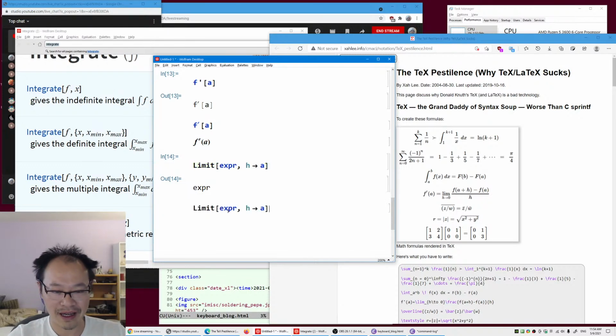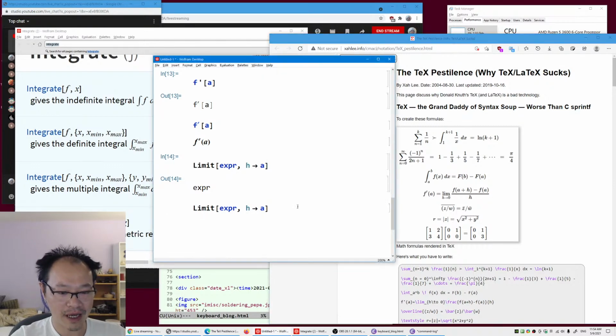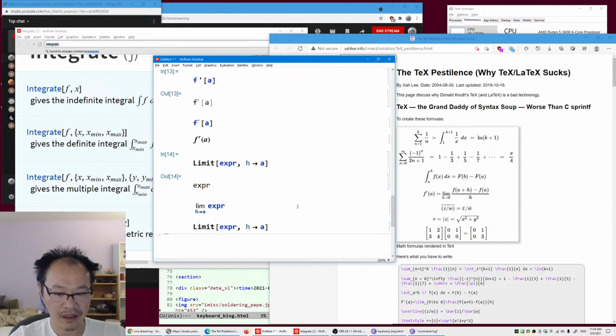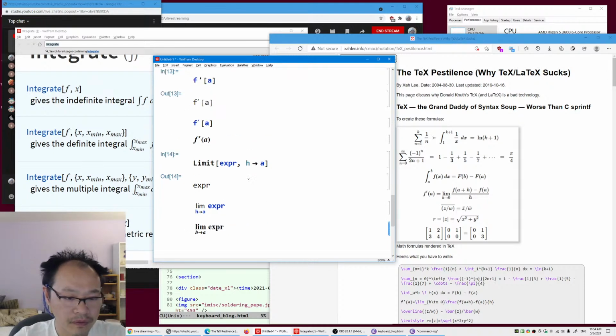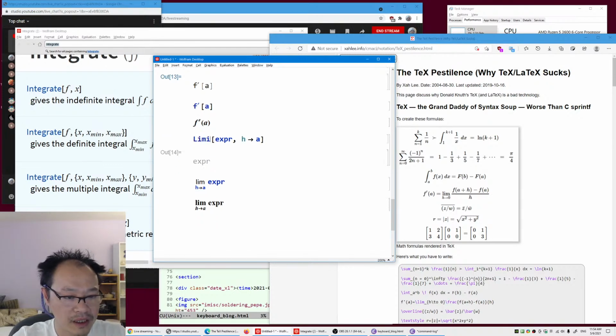Anyway, let's do that again. Control-Shift-N for standard form. So here we see, and here Control-Shift-T for traditional form. Wait, did I type this right?